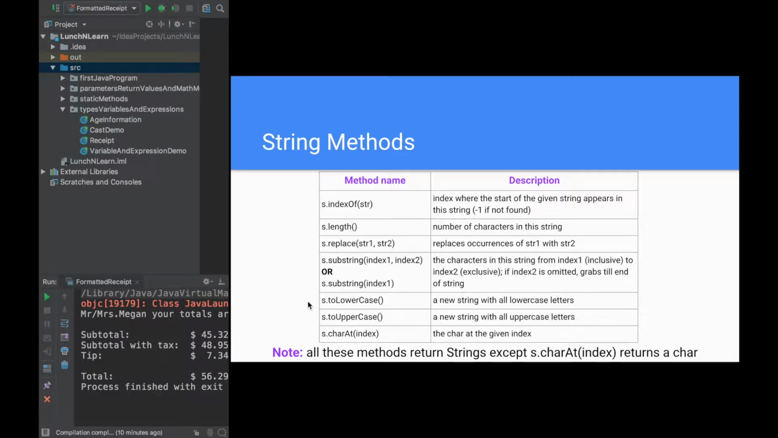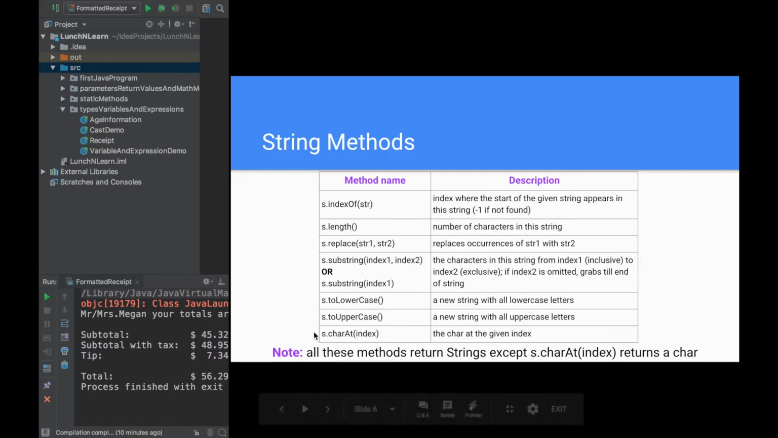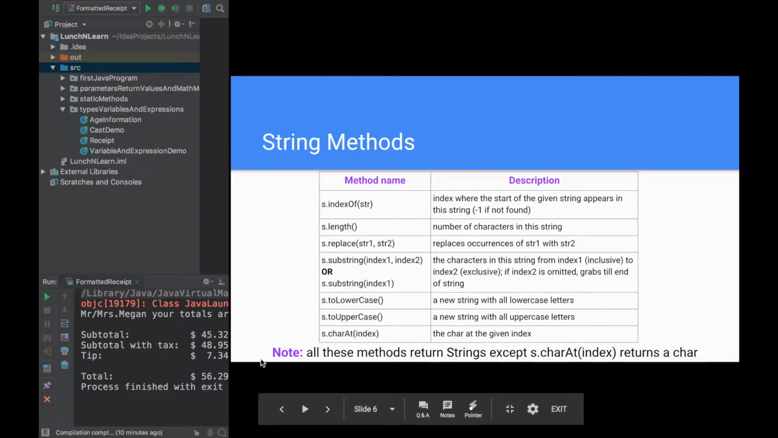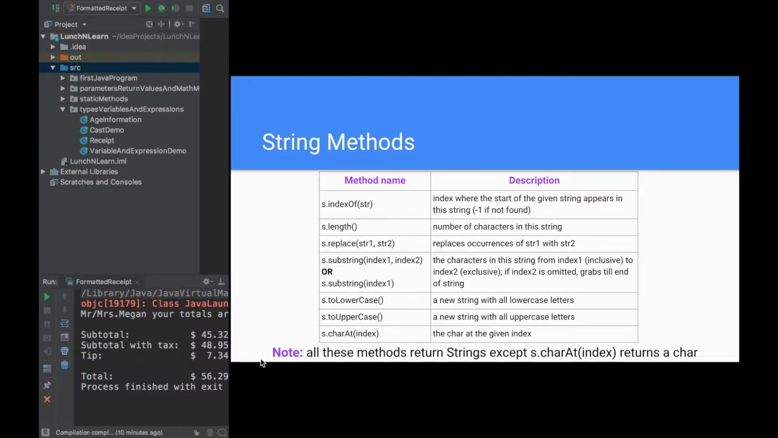s.toLowerCase will give you a new string with all lowercase letters. s.toUpperCase will give you a new string with all uppercase letters. And s.charAt will give you the char at that given index. And it's important to know that all of these methods return strings except for s.charAt index, which returns a char.